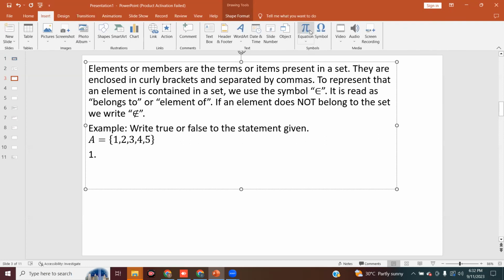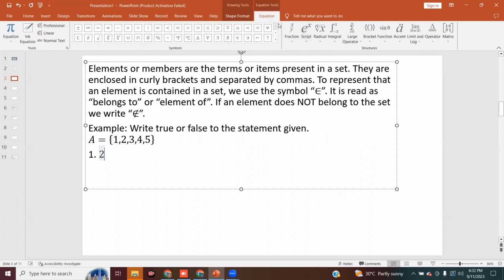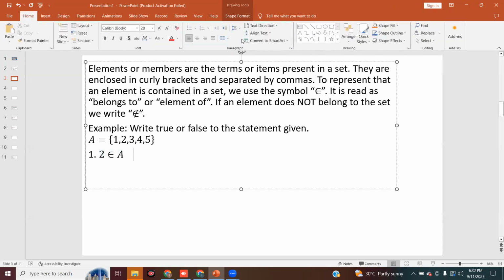All right. So let's say we have 2 is an element of A. True or false? 2 is an element of set A. Is that true or is that false? 2 is an element of A. Is that true or is that false?